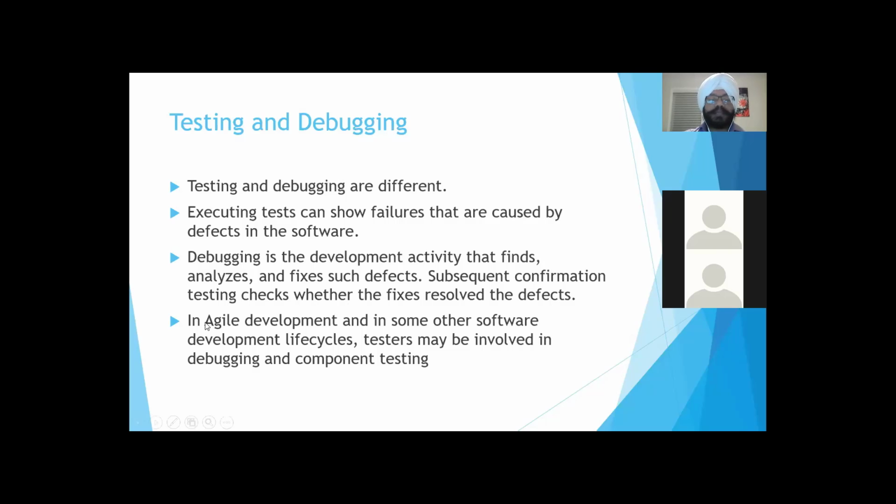I'm including this word agile because going forward, you will hear it a lot. We will have a separate session for agile, so that we can connect the word agile with software development, project management, software testing, or business analysis. Almost everywhere, you'll find this word nowadays. For now, we will just say that regardless of what kind of software development life cycle we have, testers may be involved in debugging, component testing, and all those things. It just depends on what kind of model they're following. So this is very brief about testing and debugging.